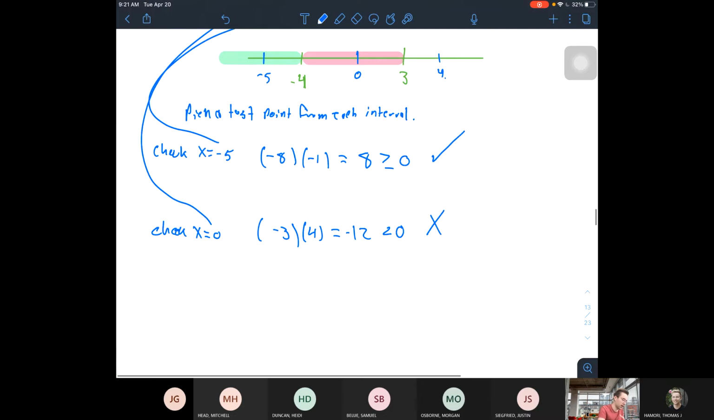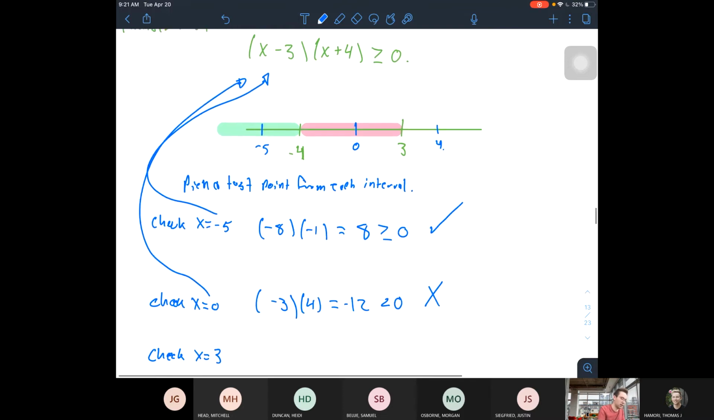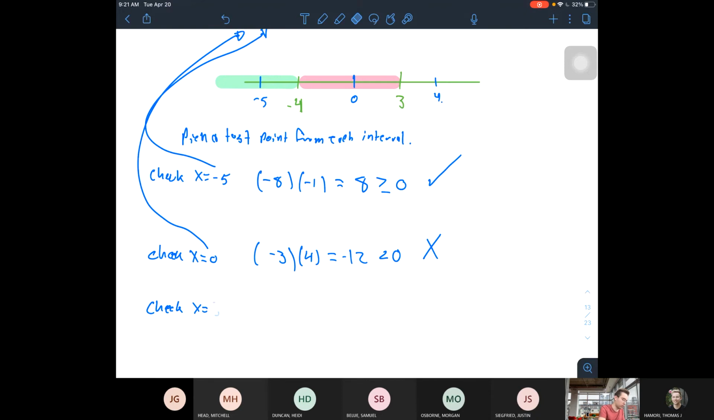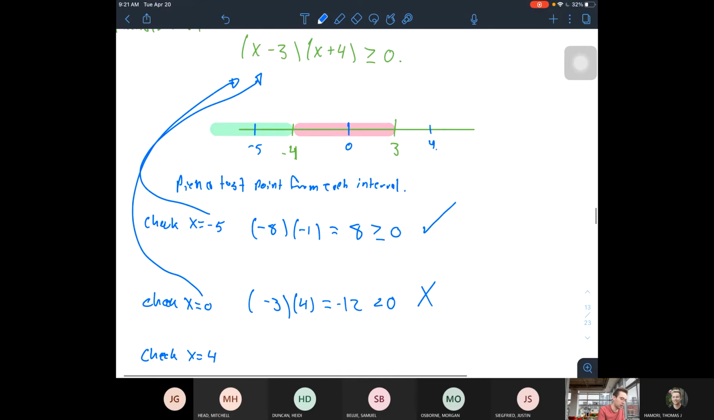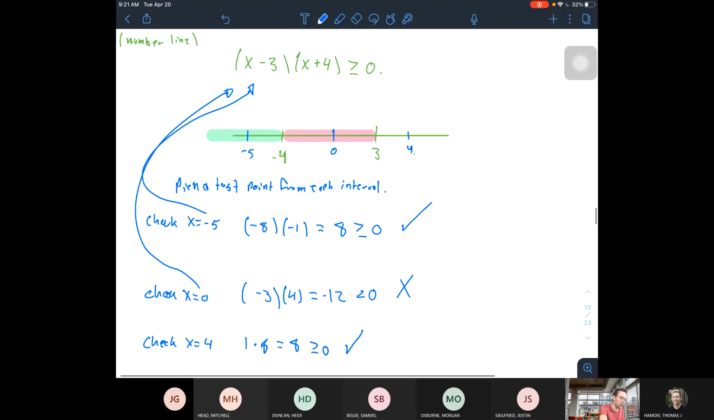Then check x equals 3. Plug it in. Not 3, sorry, x equals 4 was what we were supposed to do. Plug it in, and I get 4 minus 3 is 1, times 4 plus 4 is 8, equals 8, which is larger than or equal to 0. So check mark. This region is good again.